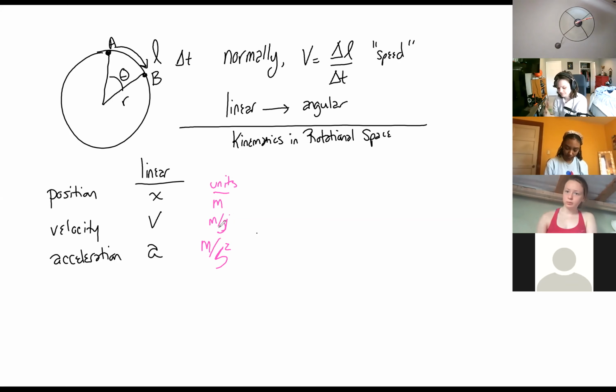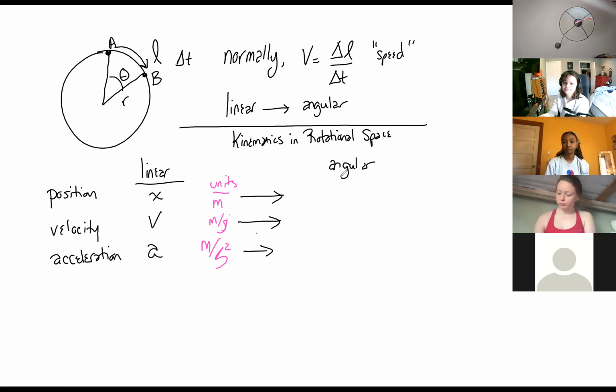Okay. All right, good. So now what we're going to do is transpose these over into a new space. And then we'll talk about the relationships between this and rotational or angular space. So in angular space, our position variable is going to be theta. You're familiar with theta. We've talked about theta before when you're talking about inclined planes and all that. It's a very common variable that is used to describe an angle. We'll come back to the units in a moment.